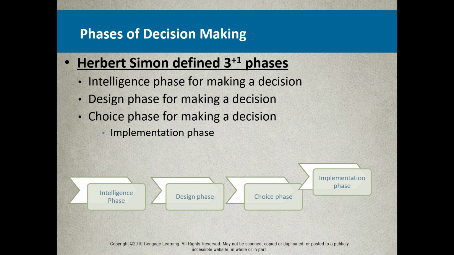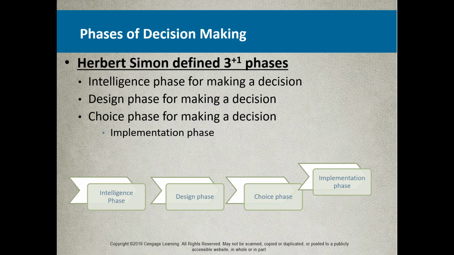Now, this fellow called Herbert Simon came up with this model of how to define or look at decision making and break it down into different components, and came up with 3+1 phases. So let's go through those phases.